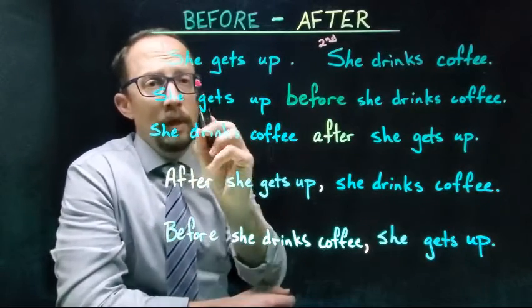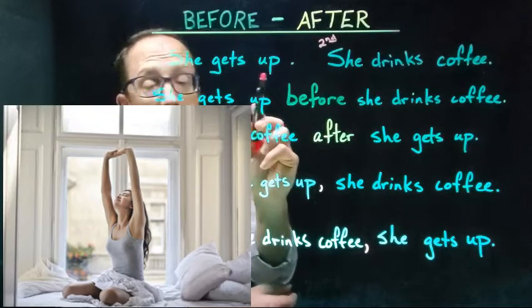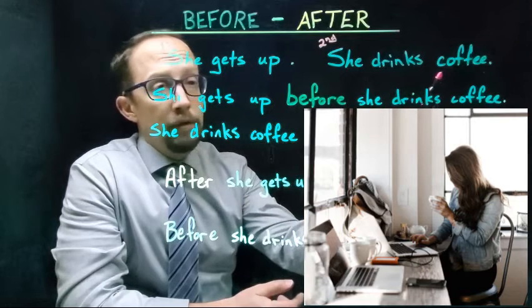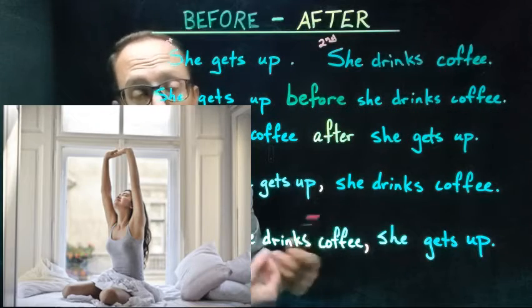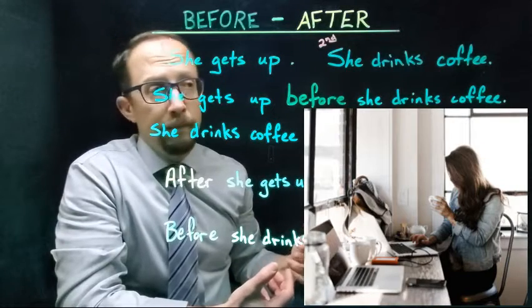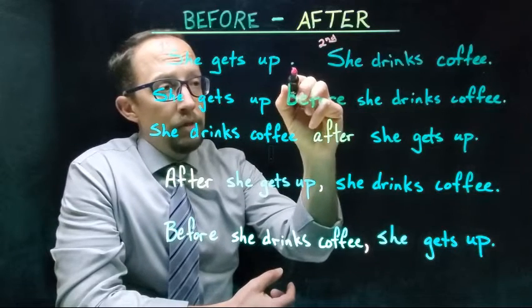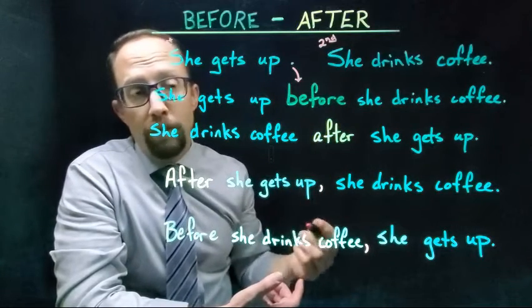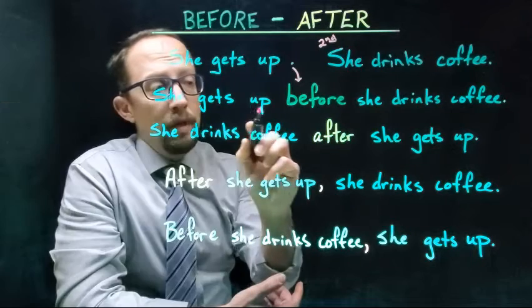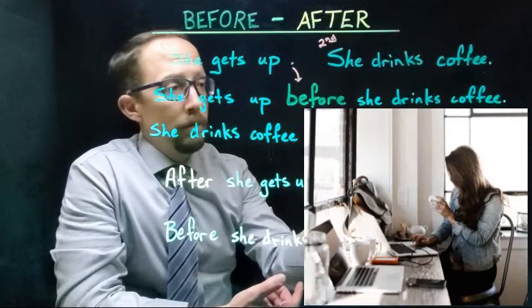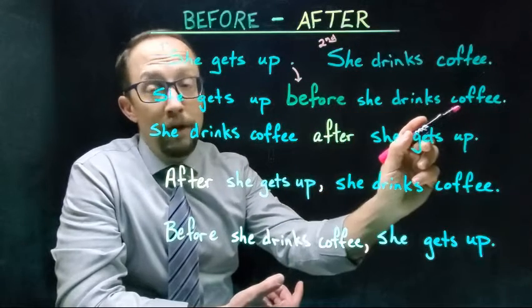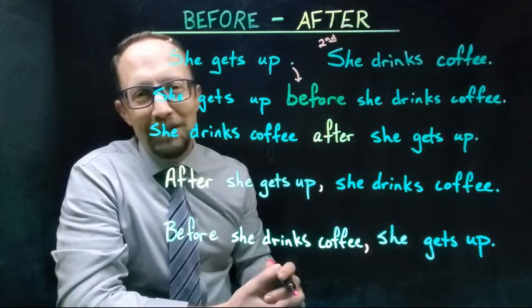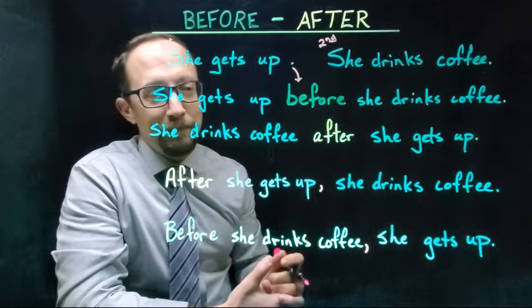So let's look. She gets up. She drinks coffee. You can change the period to before. She gets up before she drinks coffee.